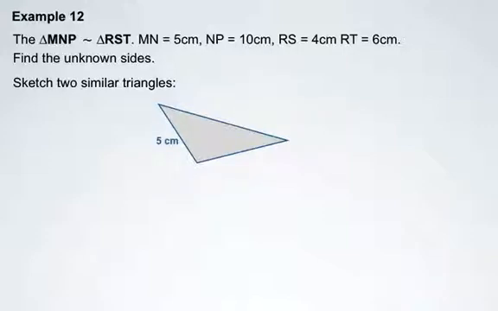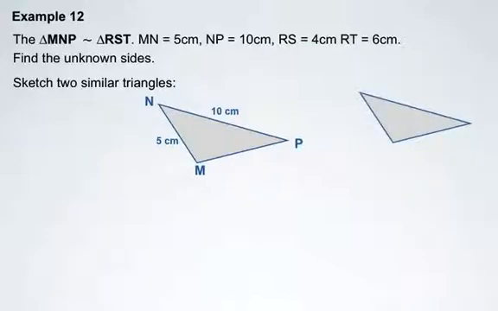First thing that you'll want to do is sketch two similar triangles and fill in the values that we know and label the vertices accordingly. So we have our first triangle here, which is MNP, and we know that MN, this side here, is 5 centimeters, and NP, this side here, is 10 centimeters. We don't know the third side.